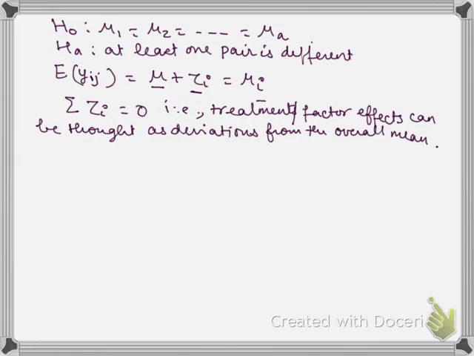Another way of writing this hypothesis is H0: tau 1 equal to tau 2 equal to tau A is equal to 0, against the alternate that tau i is not equal to 0 for at least one i.